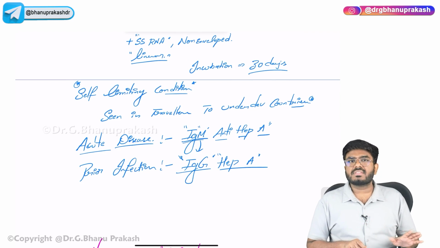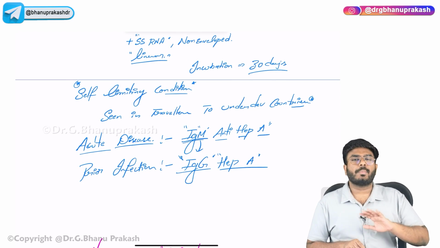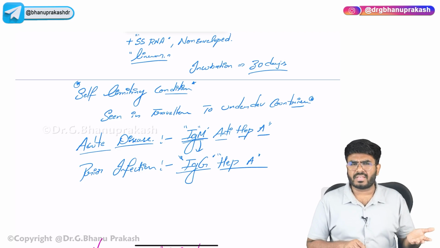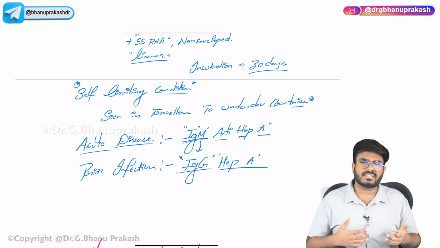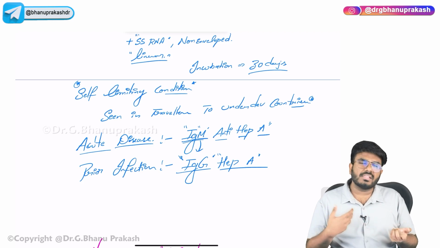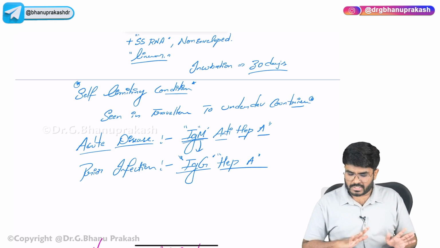There is no chronic phase. It's a self-limiting condition. Usually hepatocytes will die, and the liver will regenerate. Nothing a big problem. When the liver is dying, you know the basic things will be there, like right upper quadrant pain, jaundice, nausea, vomiting, icterus, itching. All these things can be seen, but it's a self-limiting condition.